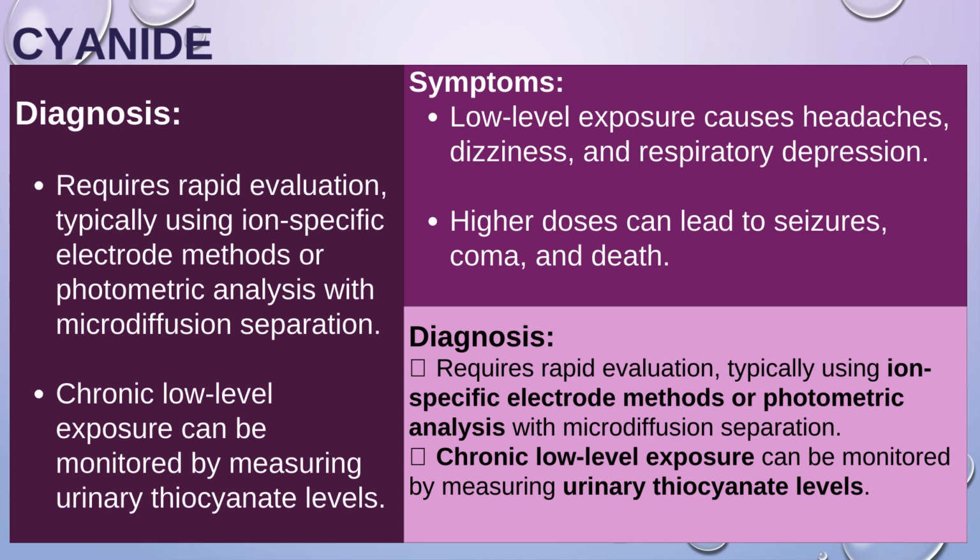However, if the dose of cyanide is really high, it can lead to seizures, coma, and death. So this one, as the clinician, you should be very rapid when it comes to the diagnosis. And we can use ion-specific electrodes, ISE methods, or we can have photometric analysis with microdiffusion separation. Chronic low-level exposure can be monitored by measuring urinary thiocyanate levels.